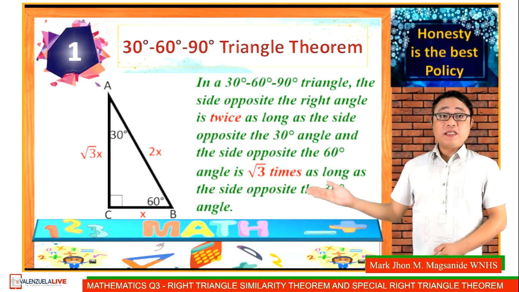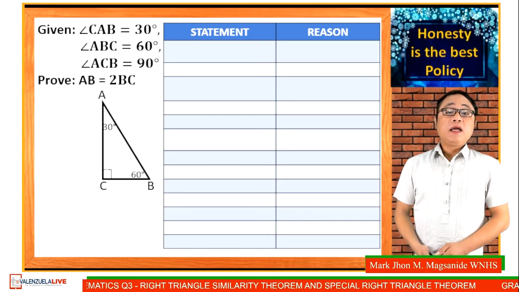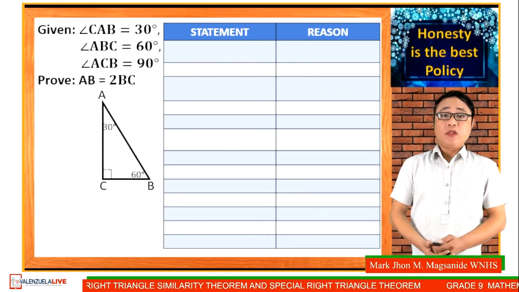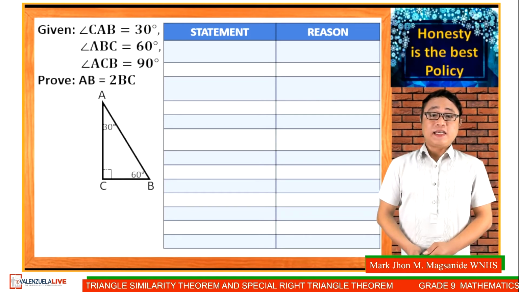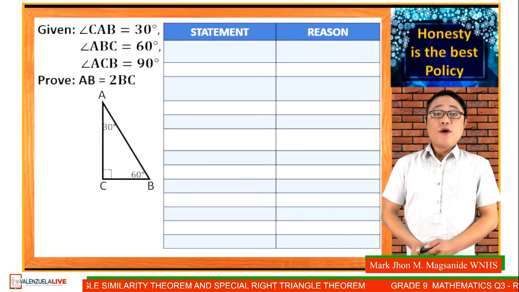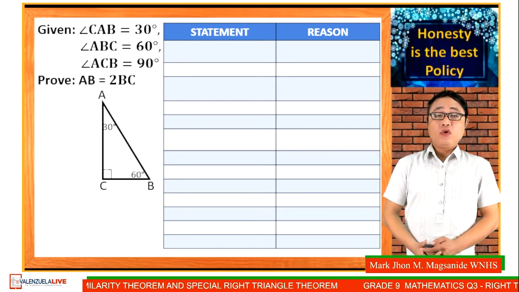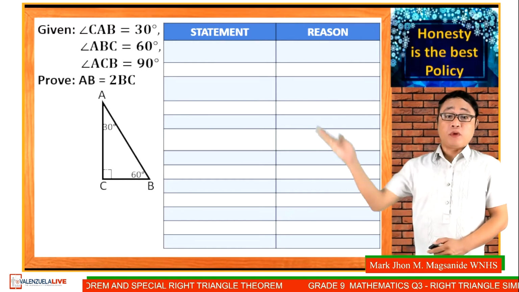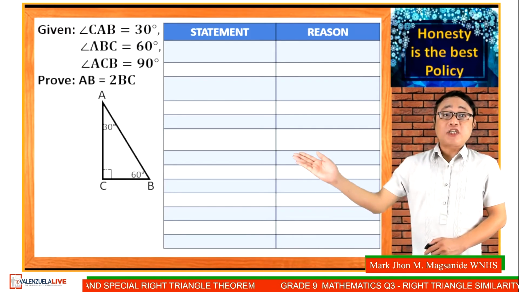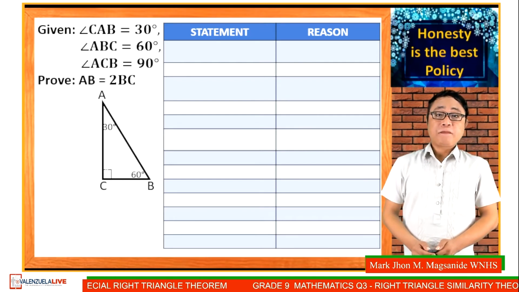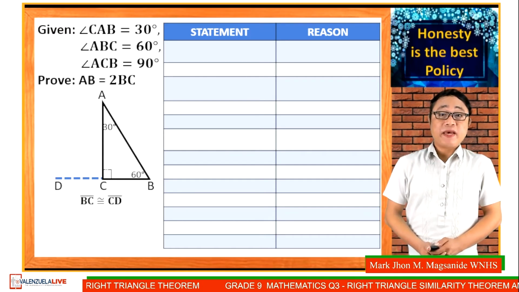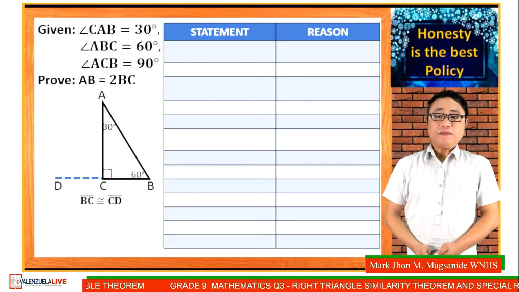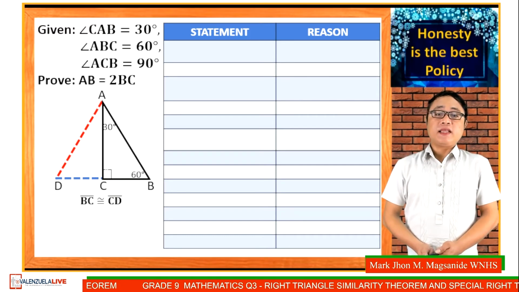Let us prove this theorem. Given angle CAB is equal to 30 degrees, angle ABC is equal to 60 degrees, and angle ACB is equal to 90 degrees. Prove that AB is equal to 2BC. Before we proceed to the two columns proof, we will do some construction. From point C, construct segment CD such that BC is congruent to CD. Connect the points A and D.